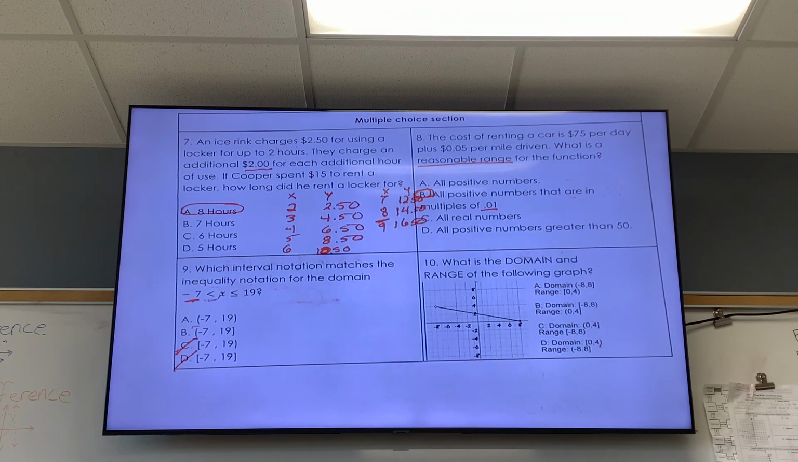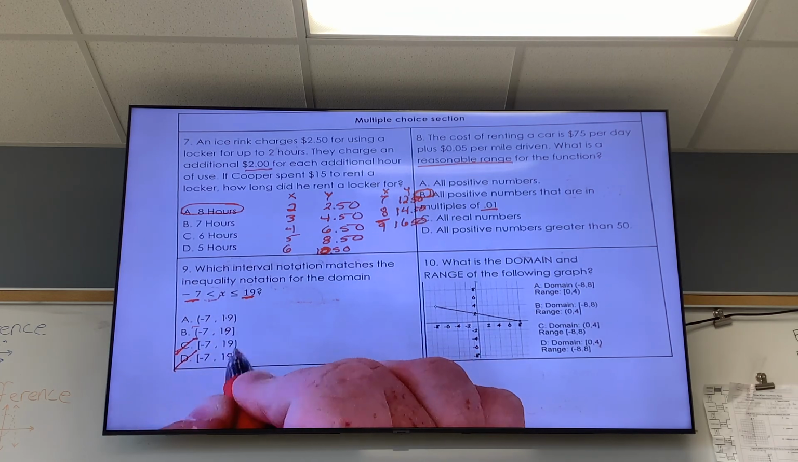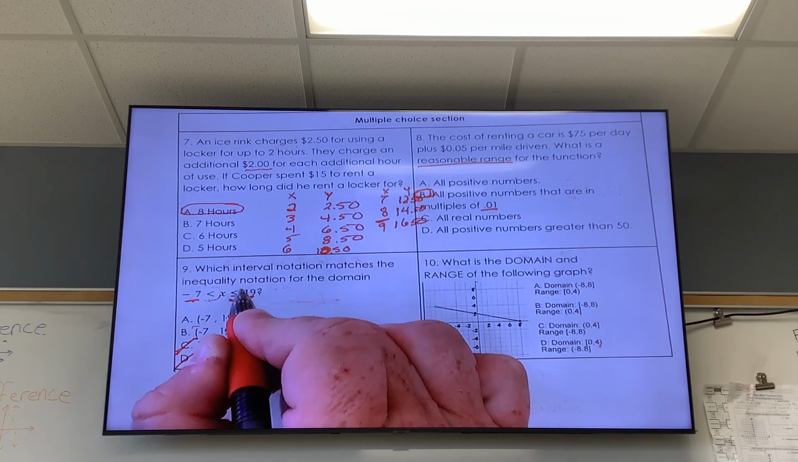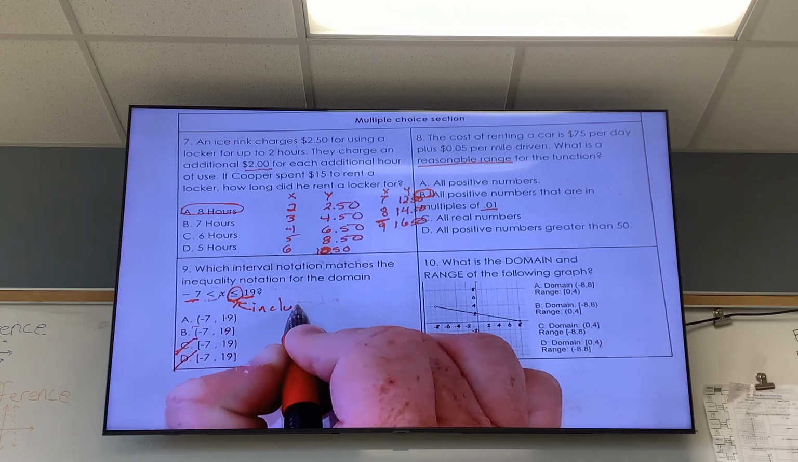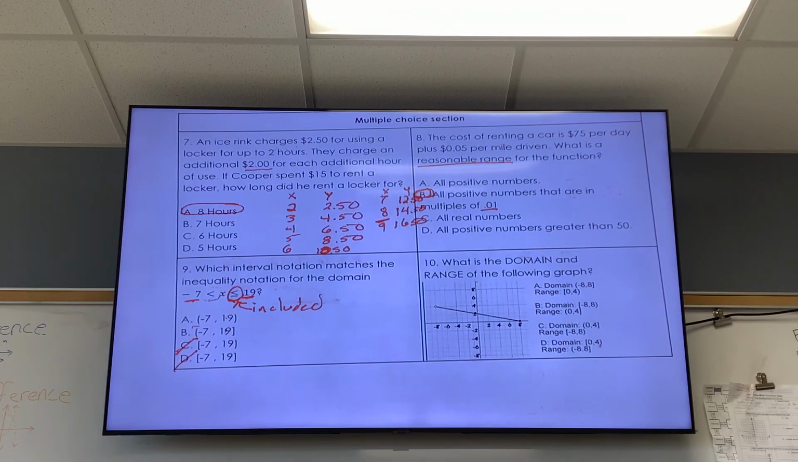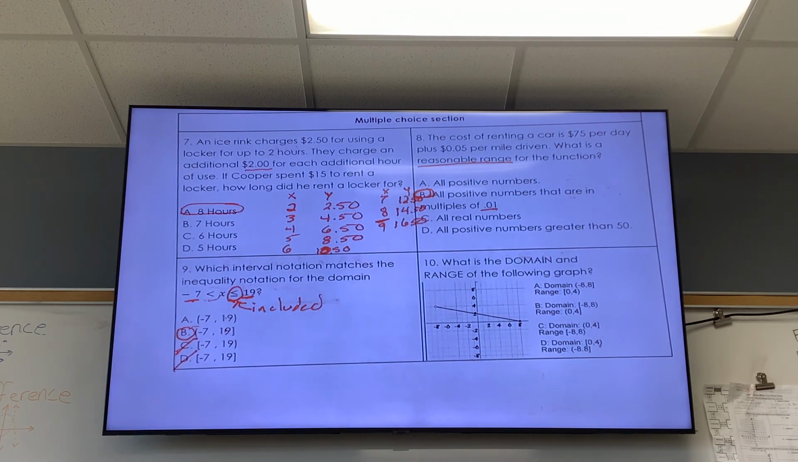Okay, now we're going to look at 19. It is a positive 19, which we have in both spots, but it is included because of this symbol. So we need brackets. The only one with a bracket is B.